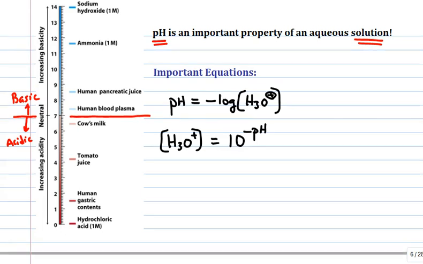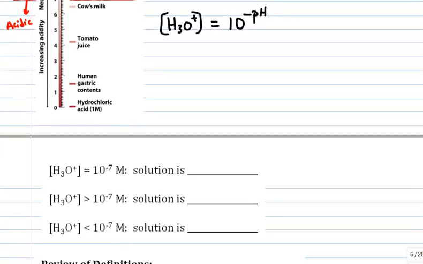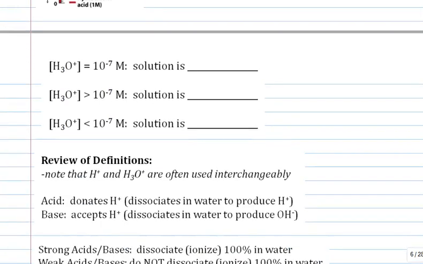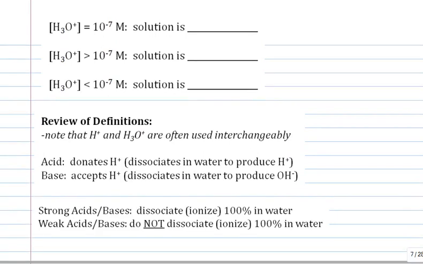Again, I don't think this is groundbreaking news to you. Sometimes we don't need to do specific calculations. We just can look at the hydronium ion concentration or the hydroxide ion concentration and make some decisions about the solution. So if the hydronium ion concentration is exactly equal to 10 to the minus 7th molar, the solution is said to be neutral. And according to our equation on the last page, pH will be 7.